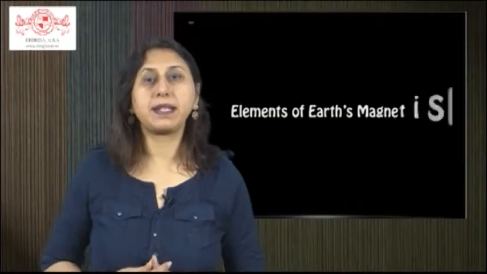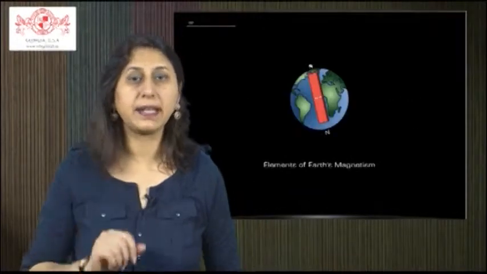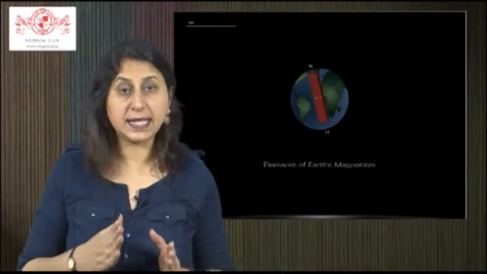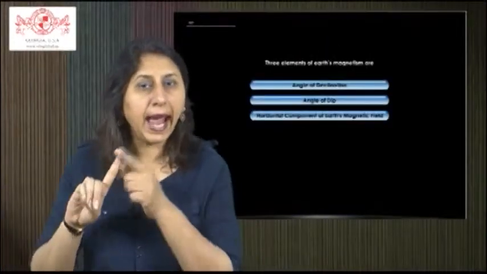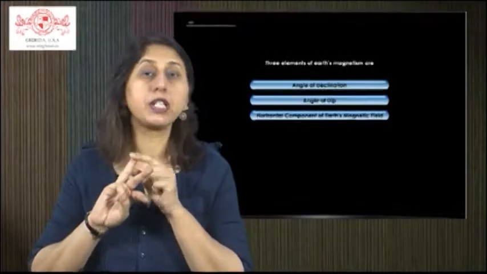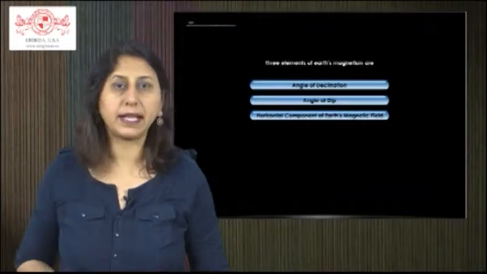Elements of Earth's magnetism. Now we shall take a look at the elements of Earth's magnetism. The physical quantities which determine the intensity of Earth's total magnetic field completely in magnitude and direction are called magnetic elements. The three elements of Earth's magnetism are the angle of declination, angle of dip, and horizontal component of Earth's magnetic field.